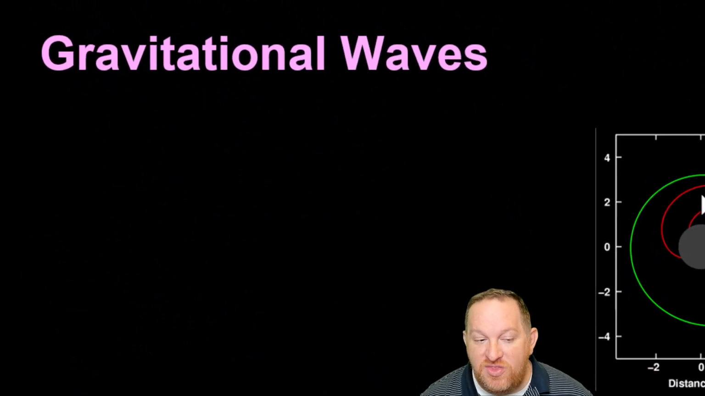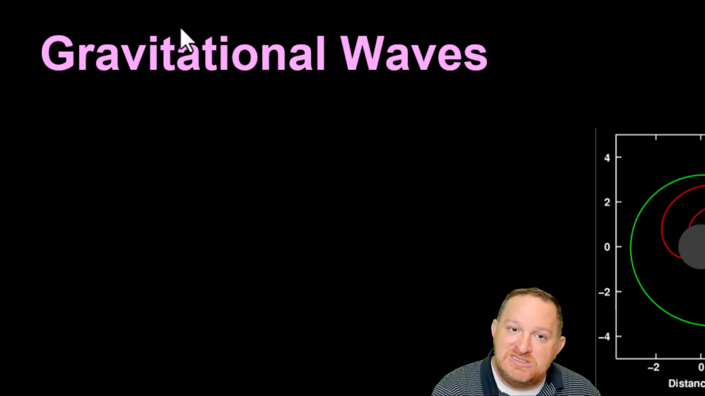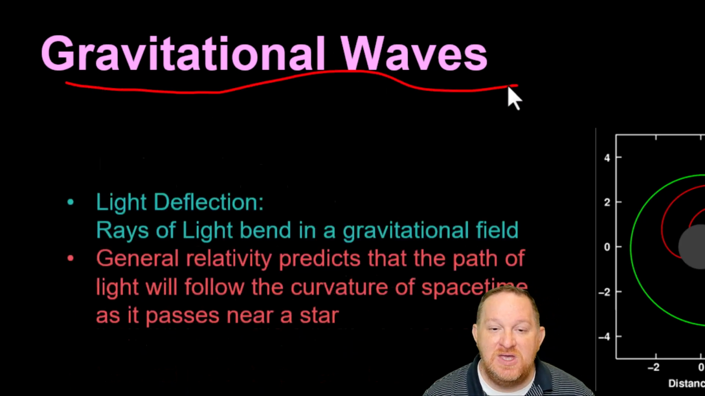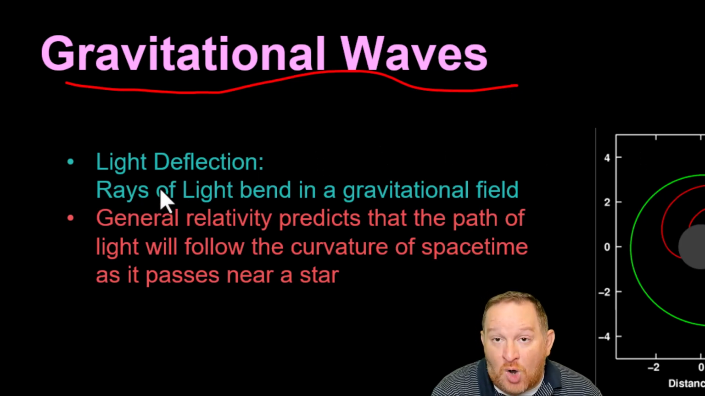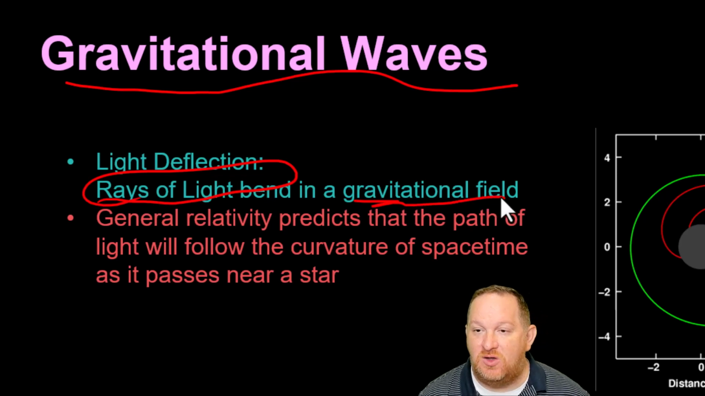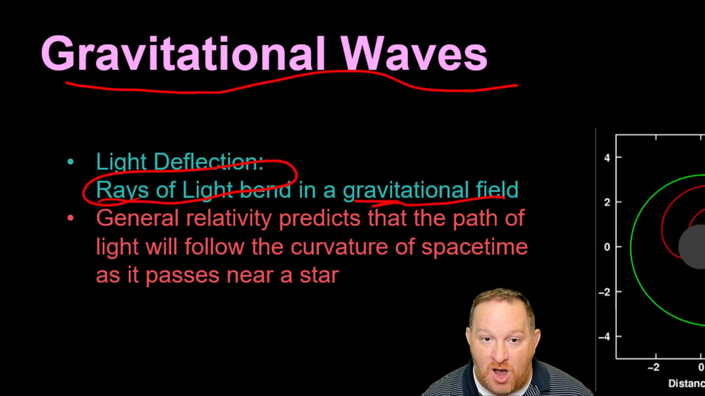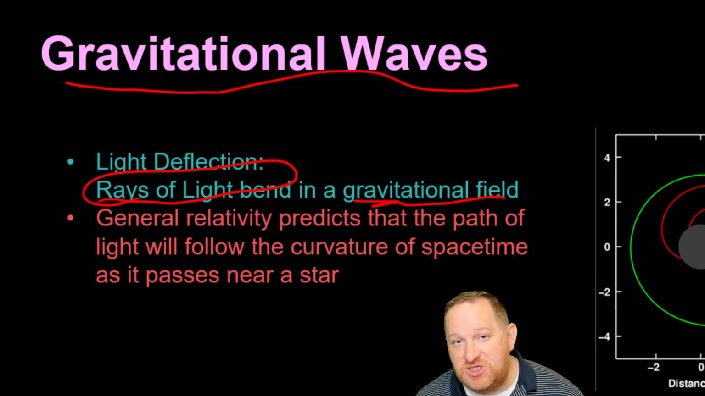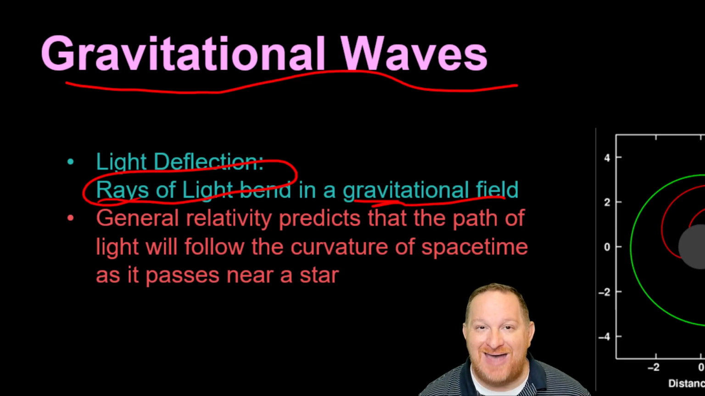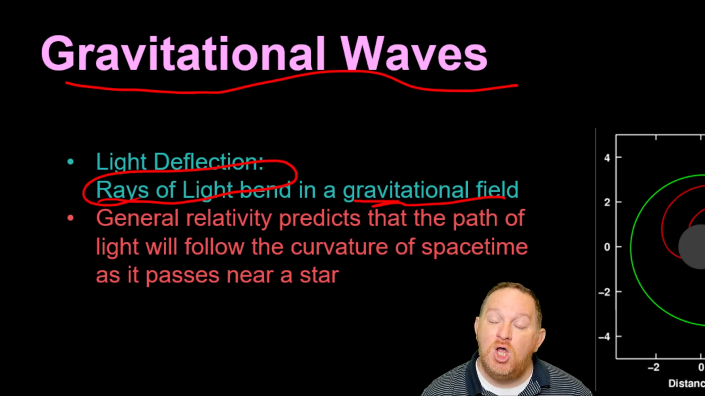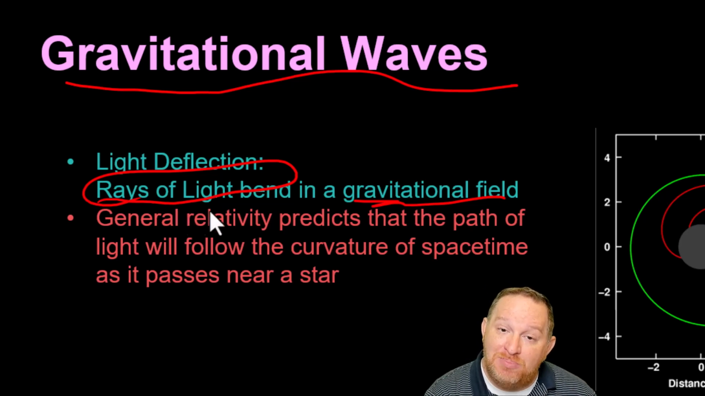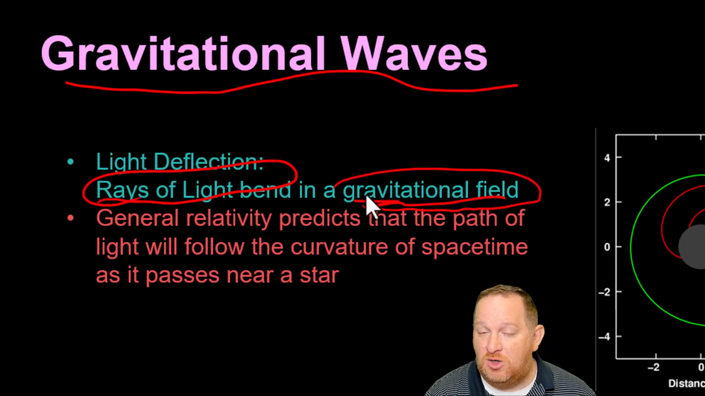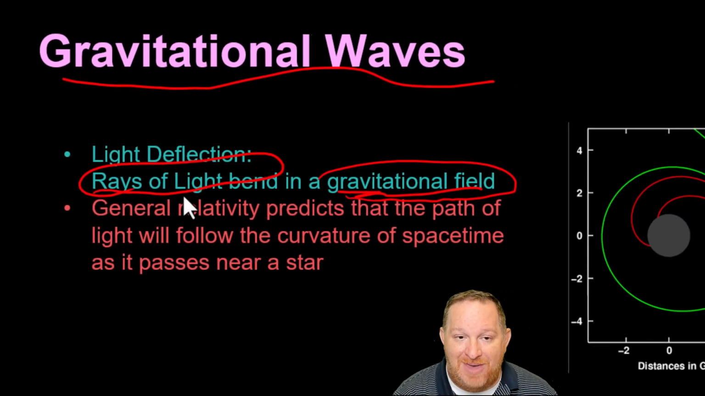All right, so general relativity is also concerned with gravitational waves. What we observe is that rays of light bend in a gravitational field. So gravity can actually cause light to bend. If you watched my video on black holes, I talked about how the massive attraction of the black hole actually bends the light and the light can't escape. Large objects have these massive gravitational fields that bend light.